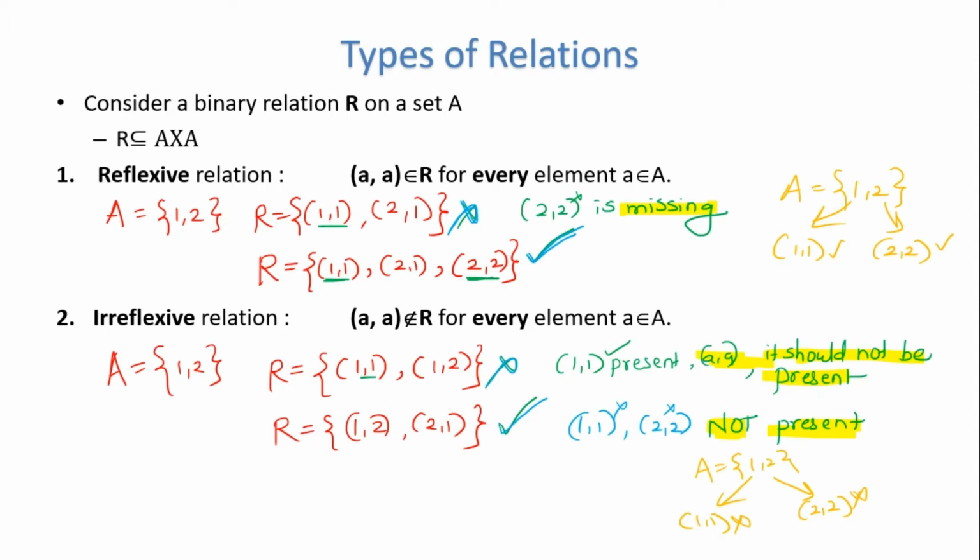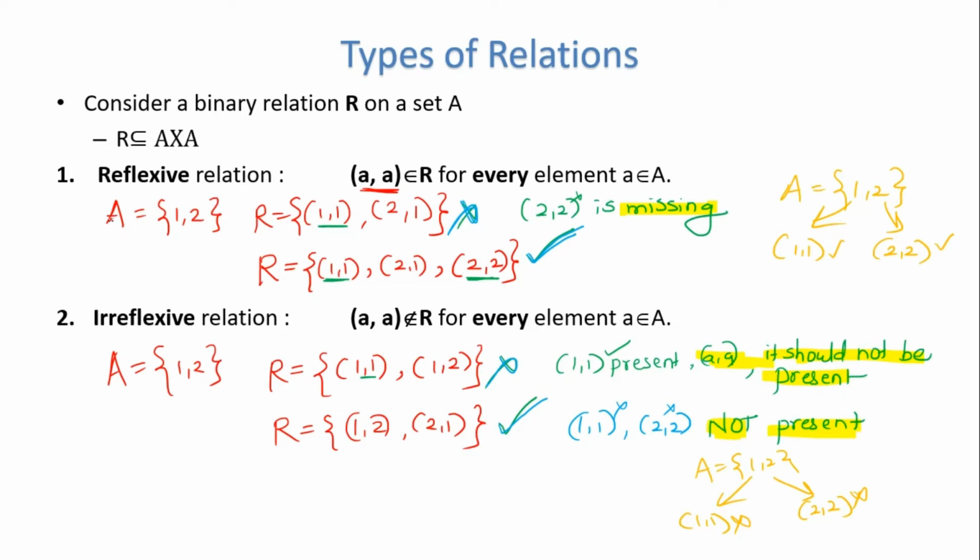First type of relation, reflexive relation. To make our relation reflexive, we should have self-ordered pairs. An ordered pair should have the same element on both sides, first place and second place, and for each and every element of your set you should have such an ordered pair. Then and only then is your relation reflexive.